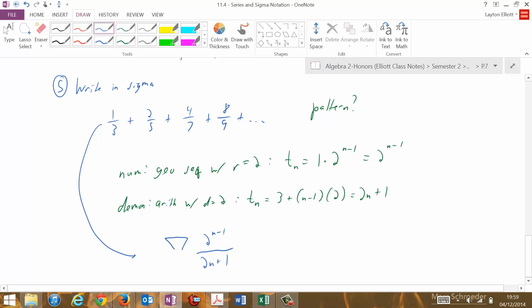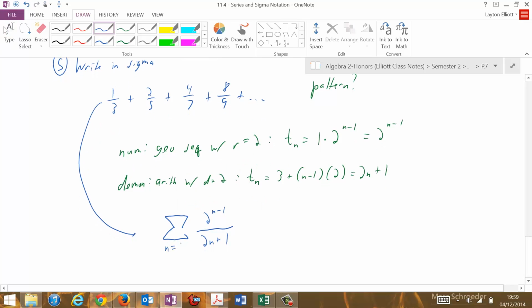Then I'm going to do a sum from n equals 1. How do I know that n equals 1? Well, I created this so that this here is my t of 1. And if you plug in 1, you're going to get 2 to the 0, which is 1, over 2 times 1 plus 1, which is 3. So that works.